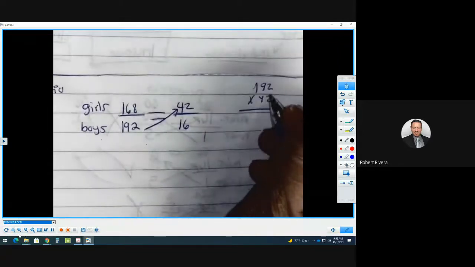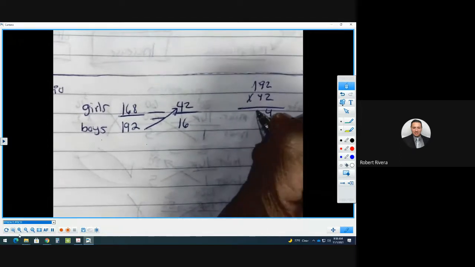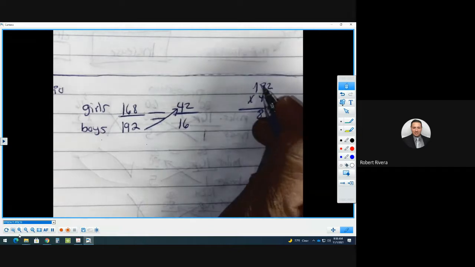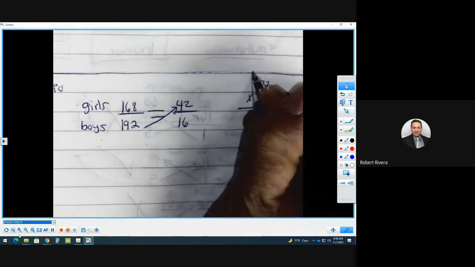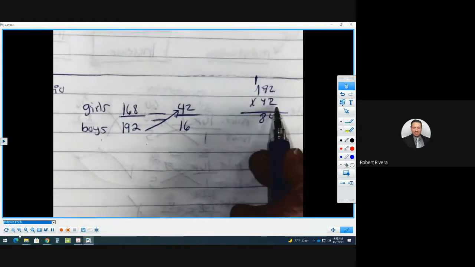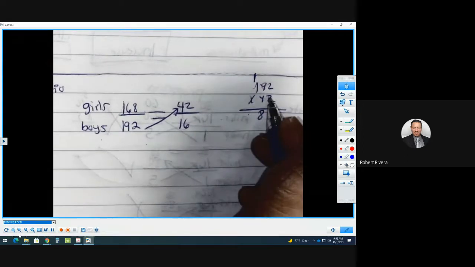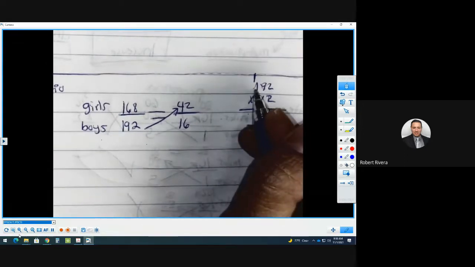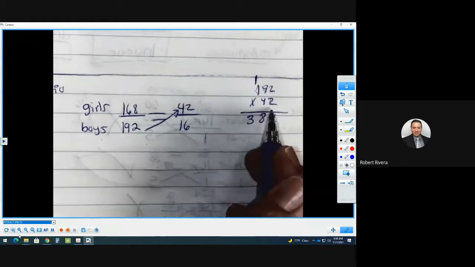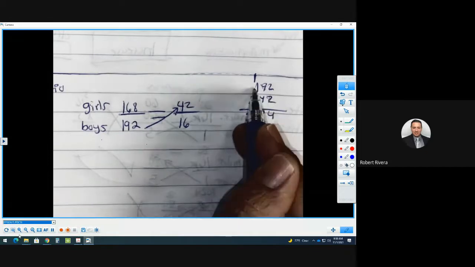What's 2 times 2? 4. 2 times 9? 18. So I started with these two. Now I'm going with these two. 18. Carry the 1. 2 times 1? 2 plus 1? 3. I'm done with the 2. All I did, I went with this guy, this guy, this guy.